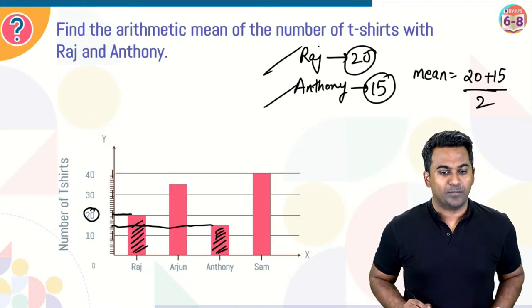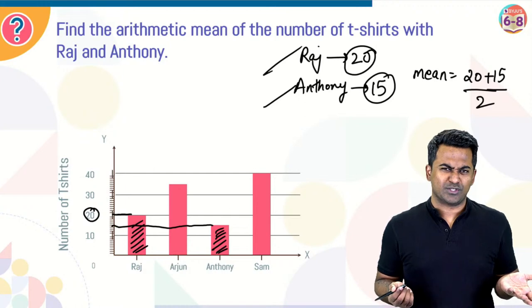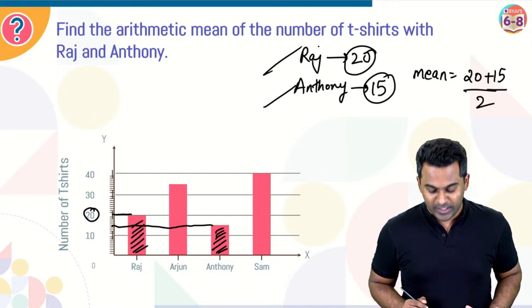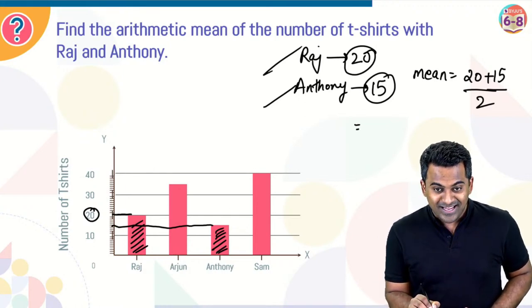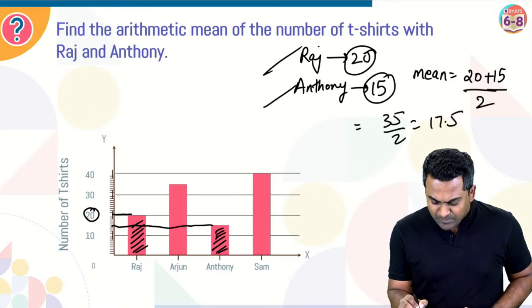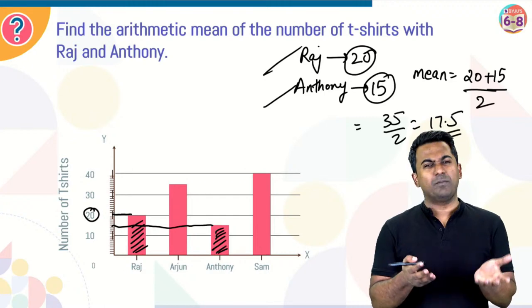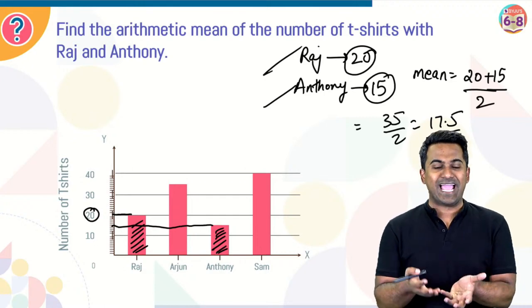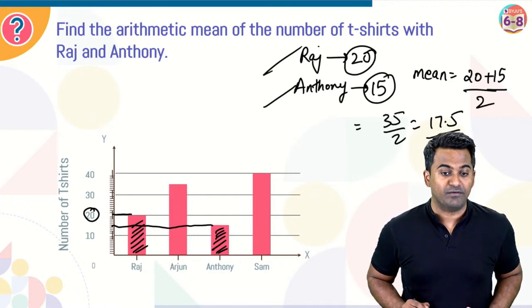Adhiraj, Hari, Shaurya has also given us that, followed by Shruti. Very good. So this was fairly simple, right? Anvi also agrees to that. So this is going to be 35 divided by 2, giving me, I believe, 17.5. So the arithmetic mean of the number of t-shirts which Raj and Anthony have is going to be 17.5.